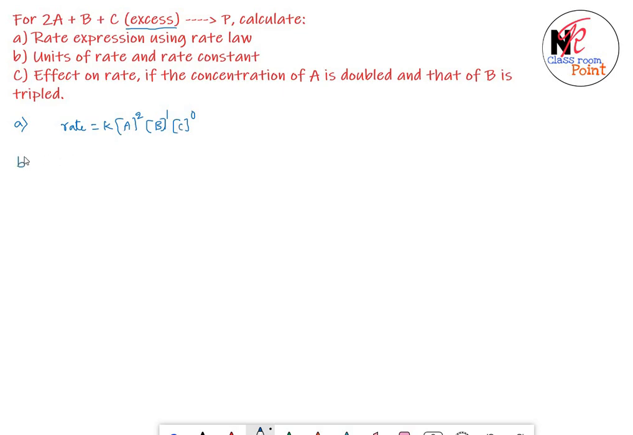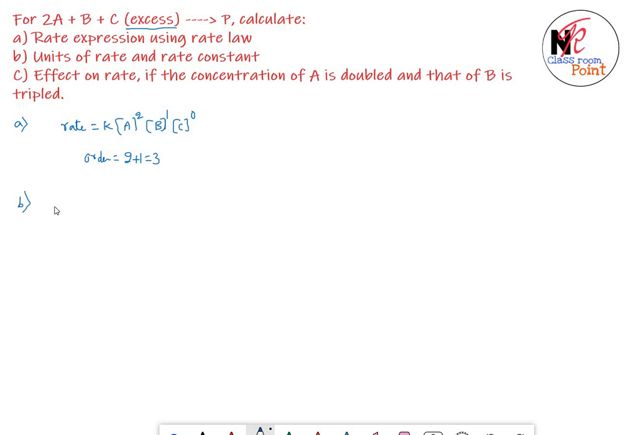Now let's go with option B. Here we can write one more thing, that is order of reaction. Order of reaction is equal to the sum of the powers. That means 2 plus 1 is equal to 3. So it is a third order reaction. So now let us go with option B.